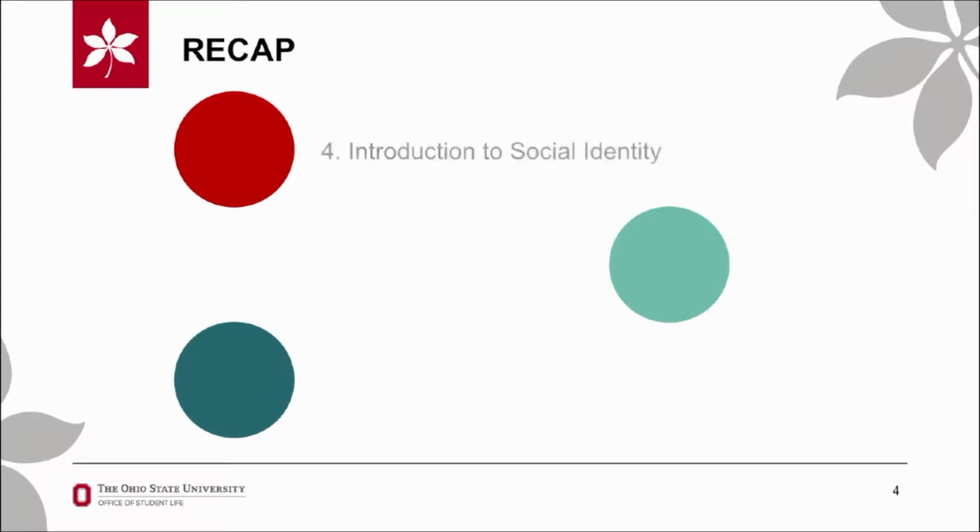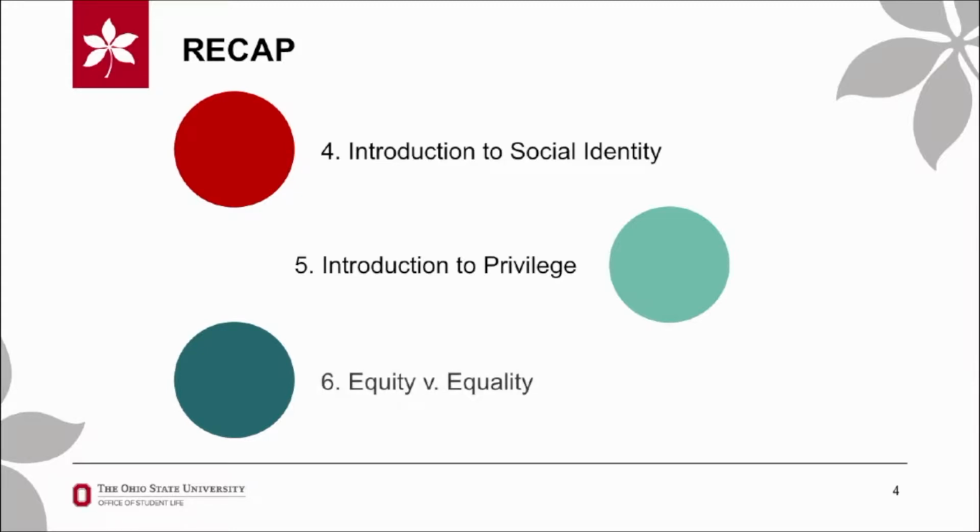In Session 4, Lane Washington introduced social identities. And in Session 5, Dr. Allison Ragland continued this conversation, talking about dominant identities and the concept of privilege. In our most recent session, Dr. Kim Montodefridis talked about the differences between equity and equality.